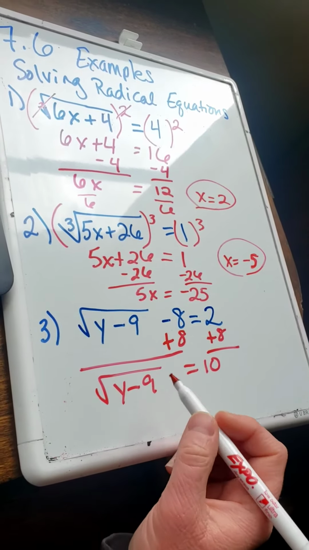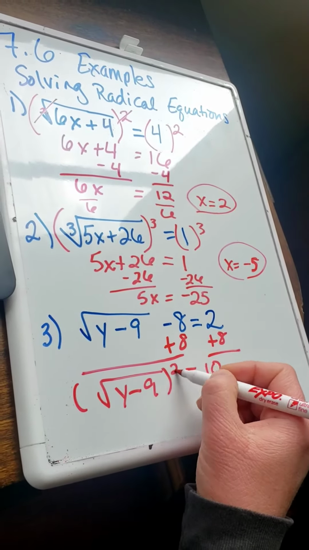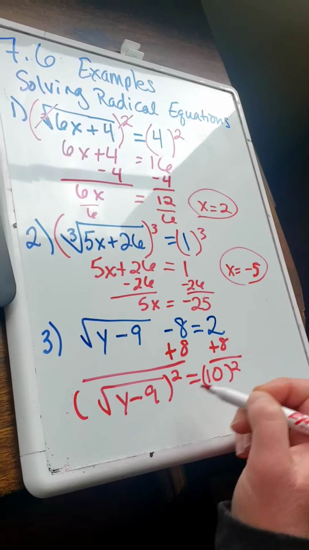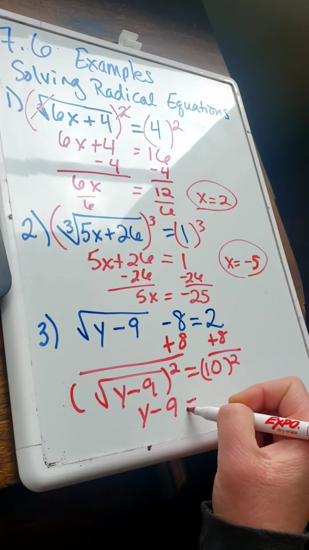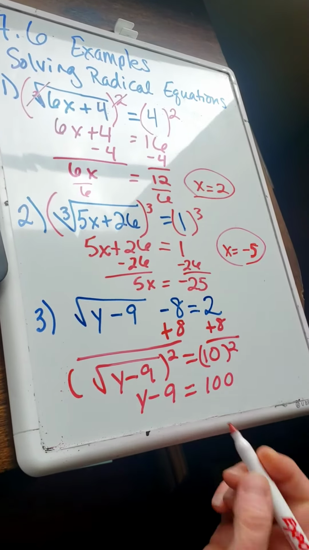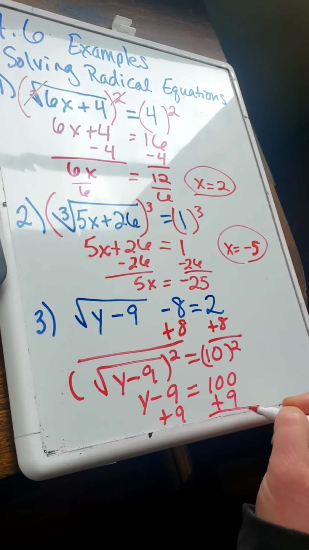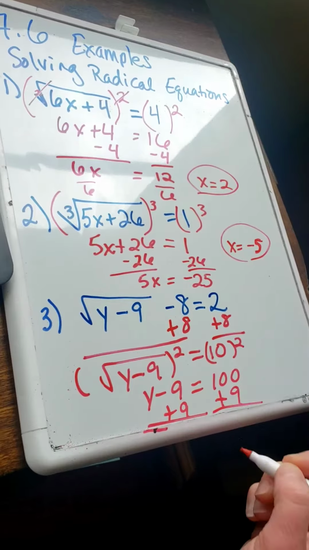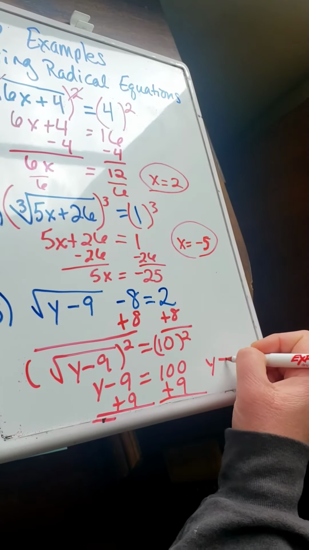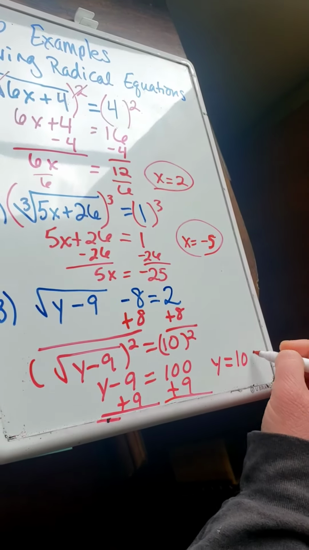Now there's just the radical over here. So now you square both sides. So we get y minus 9 equals 100. And then add 9 to both sides. And y equals 109.